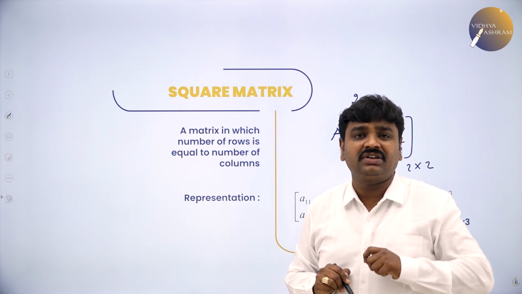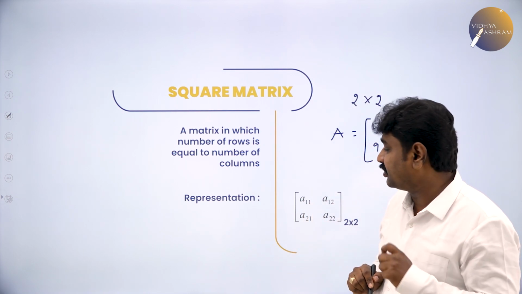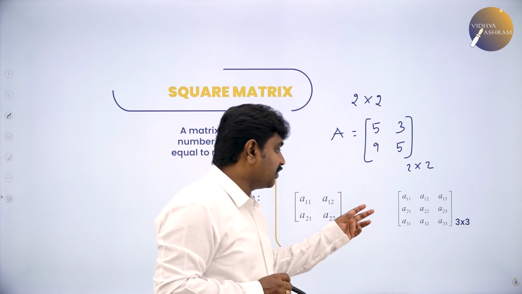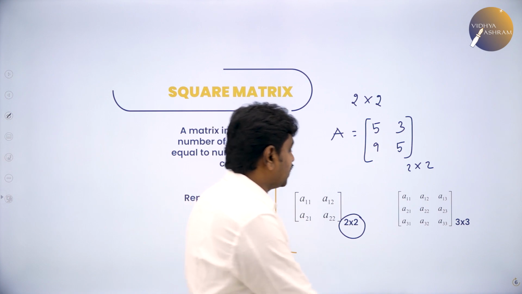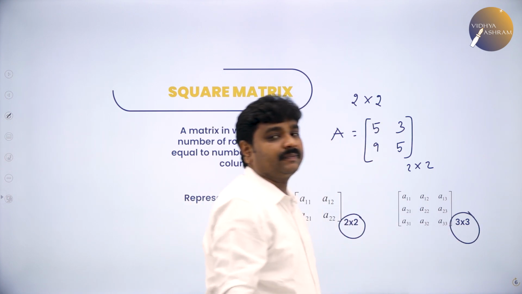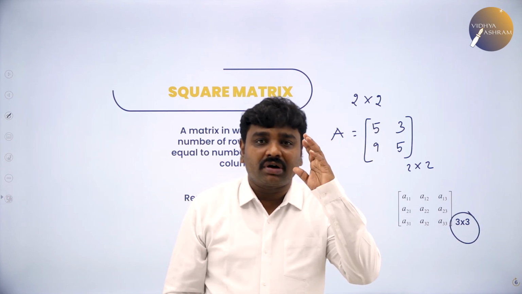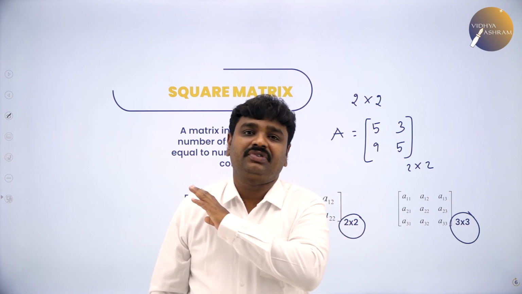What is a square matrix? A matrix in which the number of rows and number of columns are the same. So we have 2 types of square matrix we are going to study. One is 2 cross 2, 2 rows and 2 columns. The other one is 3 cross 3, 3 rows and 3 columns. A square matrix is one in which the number of rows is equal to the number of columns.